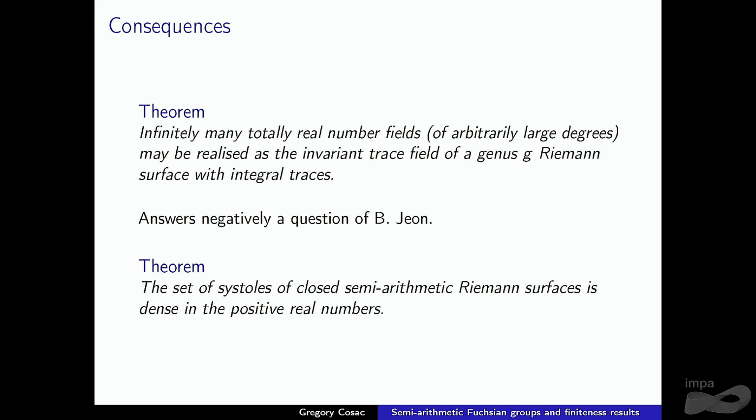And another consequence is that when you look at the systoles of semi-arithmetic Riemann surfaces, you consider all of them together of all genera. The set of systoles is dense in the positive real numbers. It comes from the theorem in the previous slide, because that gives you a closed geodesic with a length that approximates any number that's not necessarily the systole, but then you can look at covers of this surface, right? So there's two consequences.